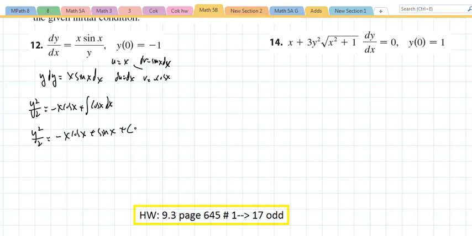Now I want to work this out two different ways. One way, I want to go ahead and say, okay, as is, I'm going to take this, let me see, here.